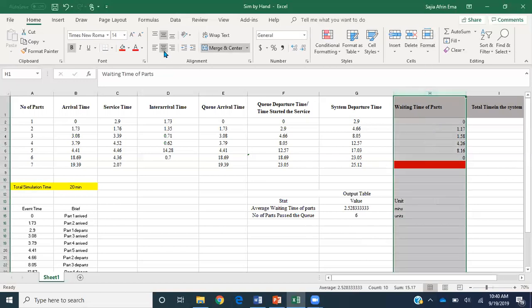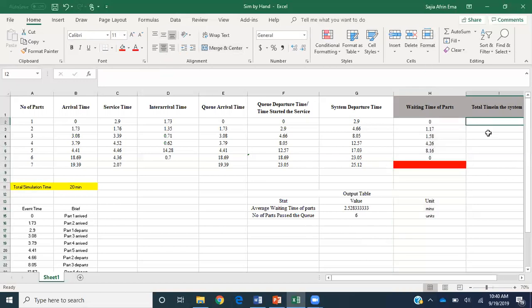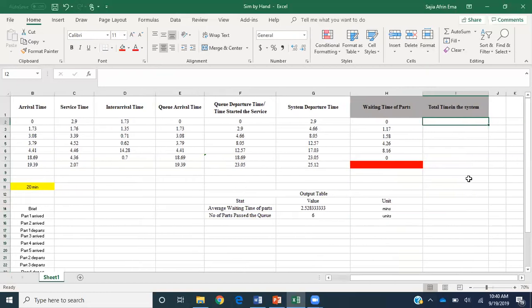Next, we are going to find the total system time for individual parts. We can do it in 2 ways. One, we know the departure time of a part, right? And we also know the arrival time of a part. So we can just subtract them. So this is the total system time of parts. And I can drag it up to here.